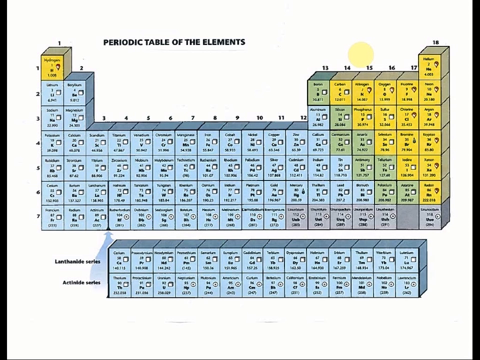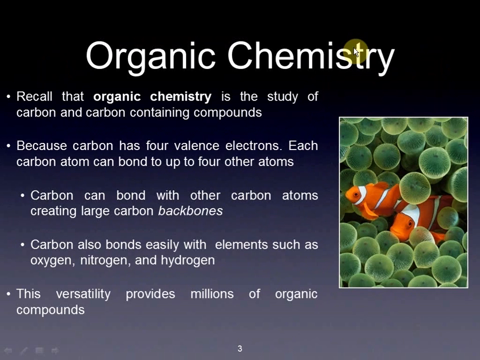Carbon is special. It can bond up to 4 times, so it can make long carbon backbone chains and carbon rings, and even bond easily with oxygen, nitrogen, and hydrogen to make the complex molecules of clownfish and you.